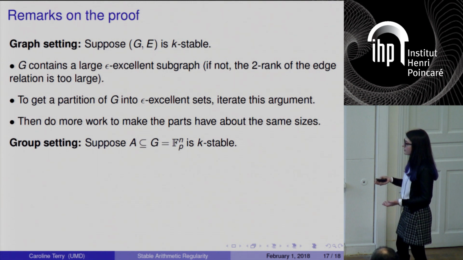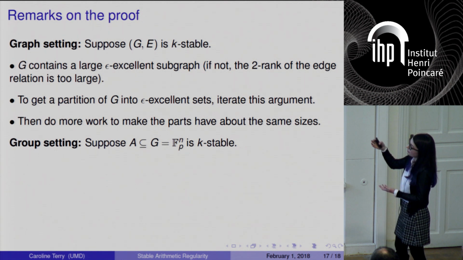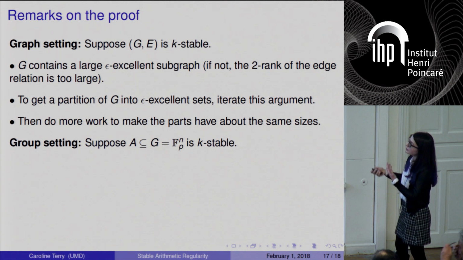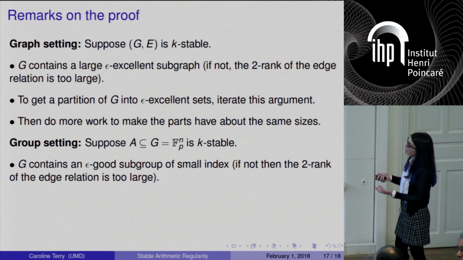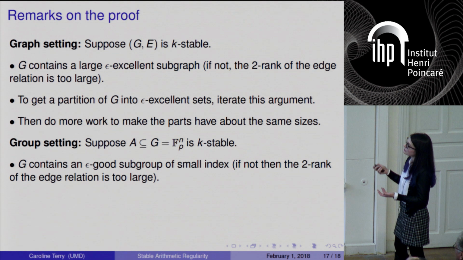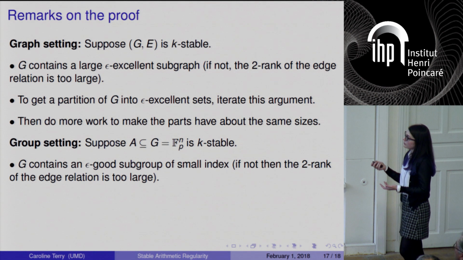Something interesting that happens is how I think these proofs compare to each other. In the group setting, I take a subset of F_p^n which is k-stable, and I show G contains an epsilon-good subgroup of small index. Again, this proceeds by contradiction, saying if not, the 2-rank of the edge relation would become too large. And here, this "good" is actually not as good as this "excellent". So we are obtaining something, even just a priori, slightly weaker in this argument. So there's less work involved to some extent.